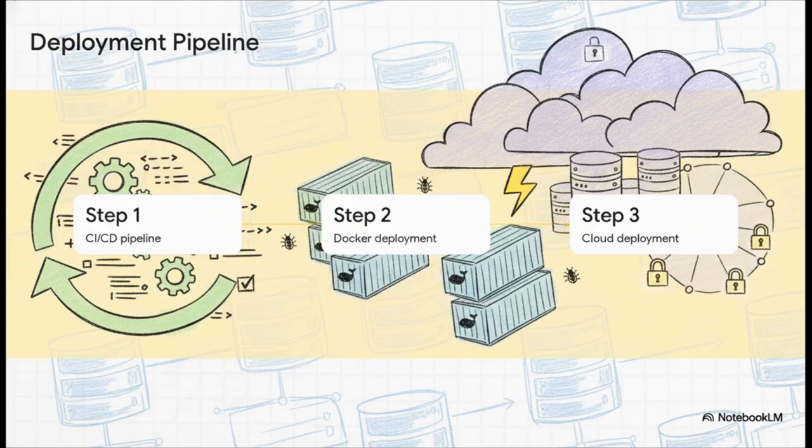Then Step 2 is Docker deployment. This means we're packaging our complex AI environment into standardized portable containers. This guarantees the platform runs identically everywhere, which totally eliminates those dreaded "well, it works on my machine" bugs we all hate. Finally, Step 3 is cloud deployment, where we push those Docker containers right onto scalable cloud servers. This way, your entire enterprise can access the platform securely 24/7.